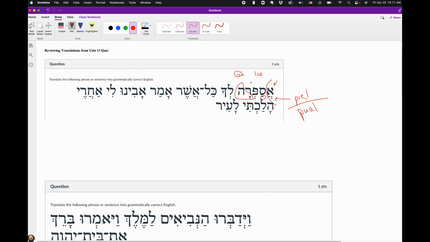So everything here points to a PL cohortative 1CS of safar. Now, safar, I'm pretty sure in the kal it means to count. And then in the PL it means to, like, report or to tell. We say recount. It doesn't mean count again. Recount in the sense of like recounting a story or something like that. So that can be a little bit confusing.